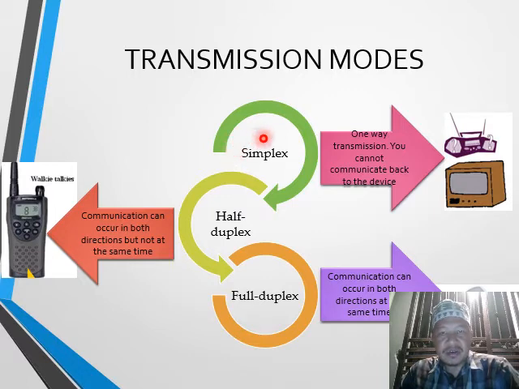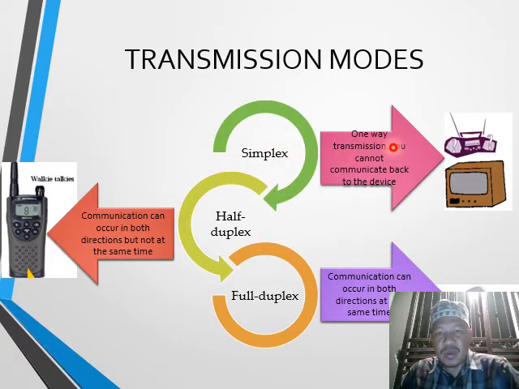First, simplex. Second is half duplex. Third is full duplex. So what is this? There are one way, two way, or simultaneously.